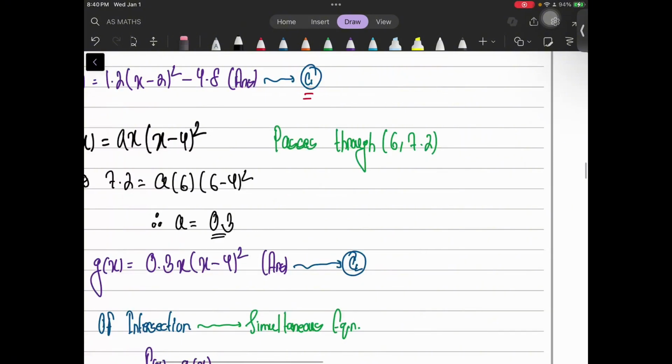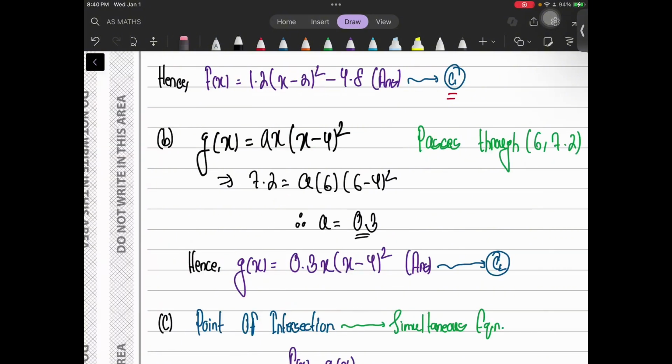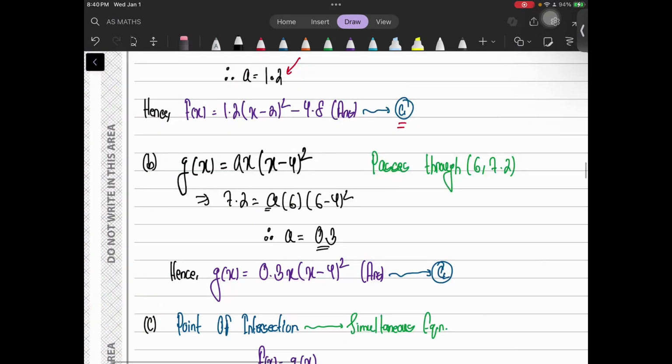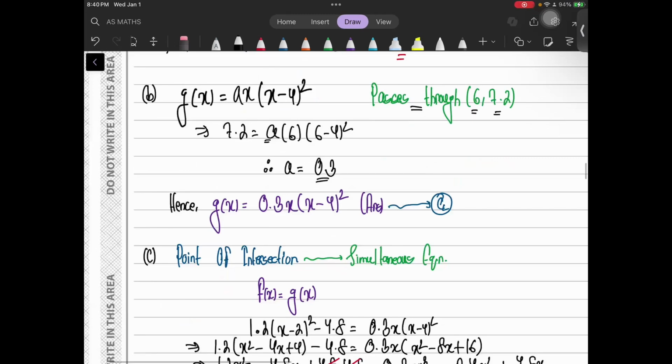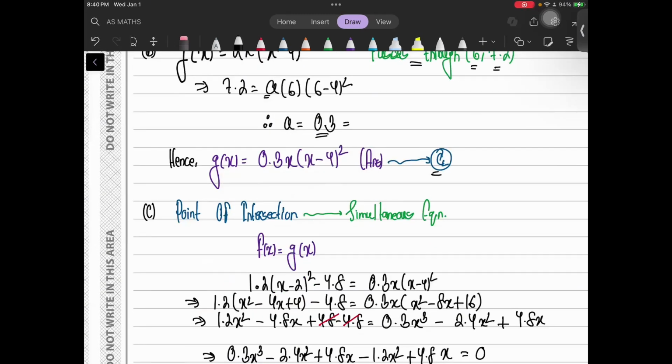And now I have to find the value of a, right? To find the value of a, they gave me a point: the curve passes through the point (6, 7.2). So I substitute it into this equation and find the value of a to be 0.3, right? So z of x equals 0.3 times (x minus 4) whole square. Yeah, this is the equation for C2, right?